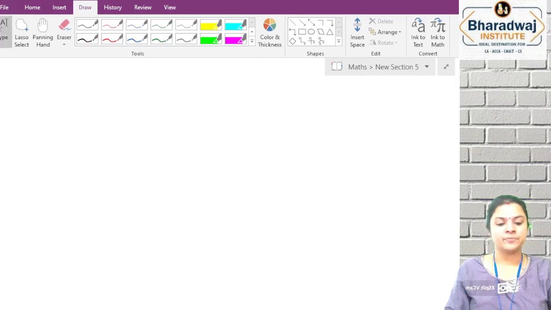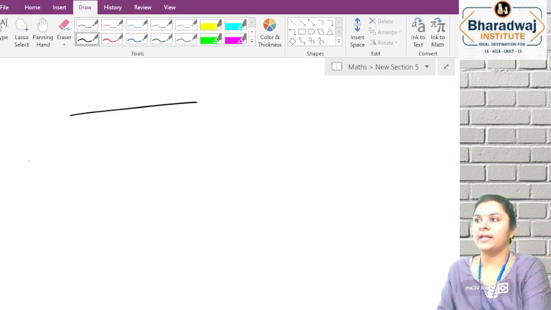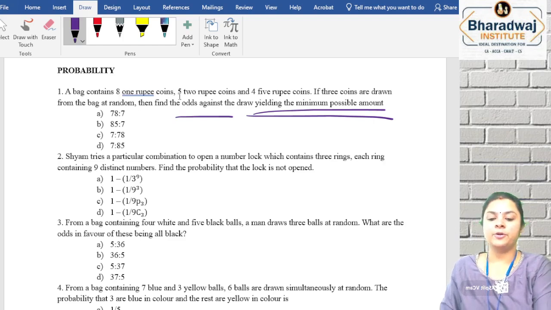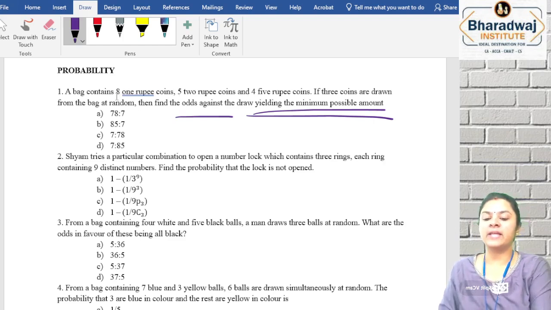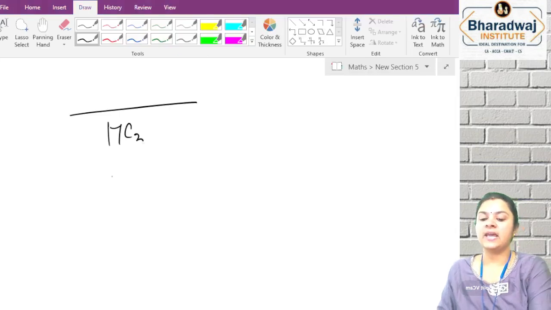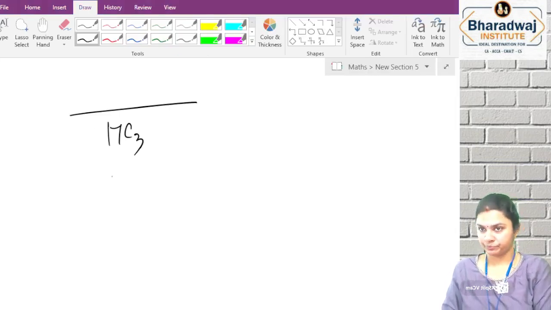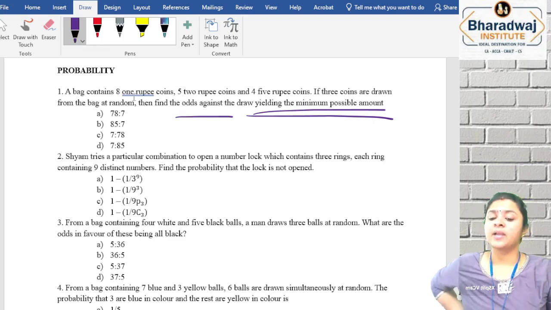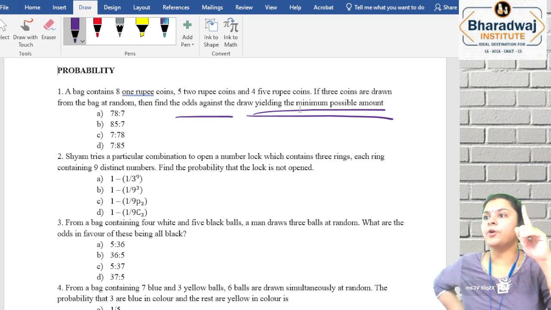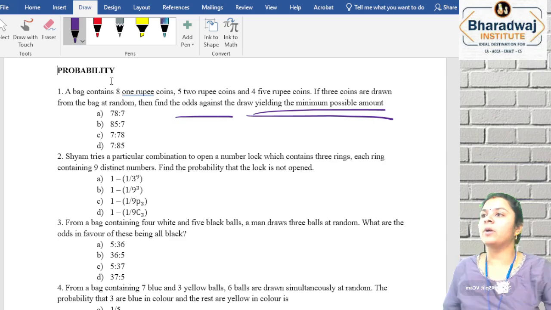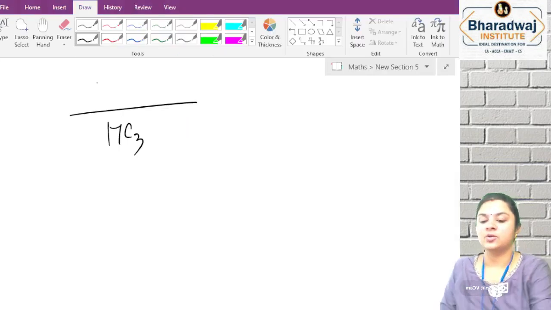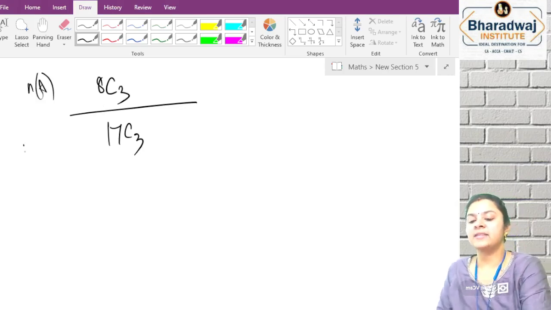Now come to the working. First do N of S, the denominator. 8 1 rupee, 5 2 rupee, 4 5 rupee. So how many coins in total? 8 plus 5 is 13, plus 4 is 17, out of which I have to draw 3. 17C3. In the numerator, what do I need? I need 3 1 rupee coins out of how many 1 rupee coins I have? 8. So 8C3. This is N of A, this is N of S.